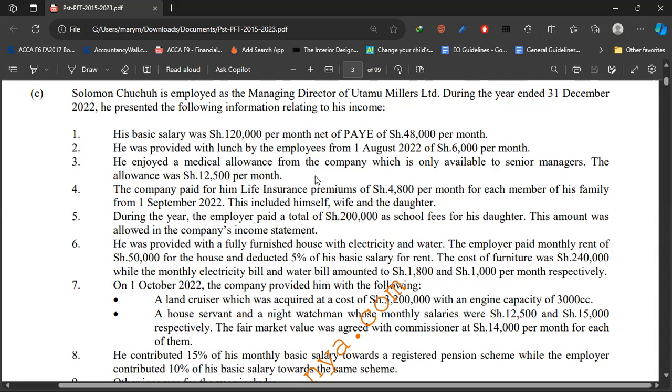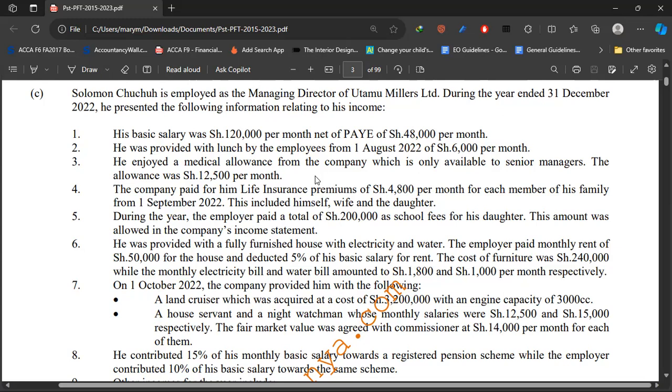The company paid for him life insurance premiums of 4,800 per month for each member of his family from 1st September 2022. This included himself, wife, and the daughter. During the year, the employer paid a total of 200,000 shillings as school fees for his daughter. This amount was allowed in the company's income statement. He was provided with a fully furnished house with electricity and water.